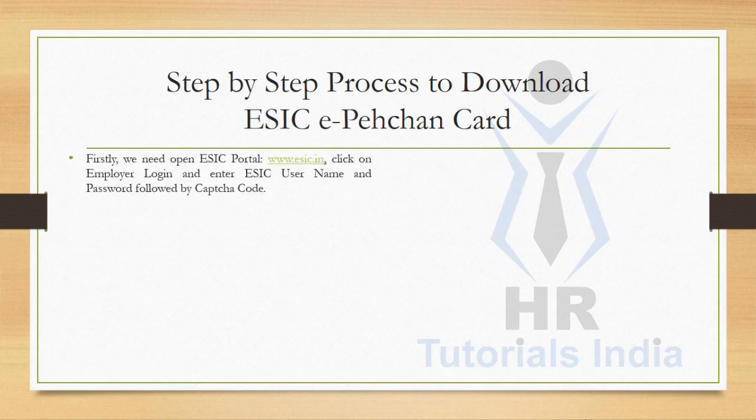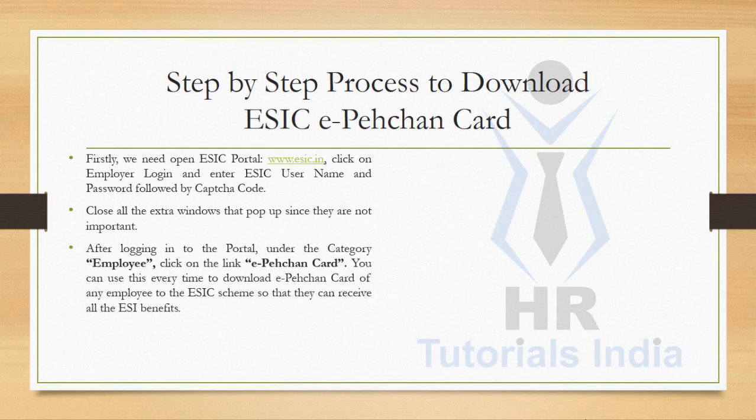Firstly, we need to open the ESI portal www.esic.in and click on Employer Login and enter the ESIC username and password followed by the captcha code. Close all the extra windows that pop up since they are not important. After logging into the portal, under the category Employee, click on the link e-Pehchan card.